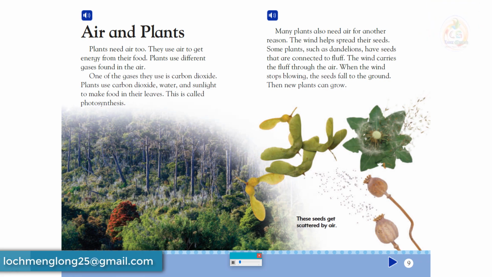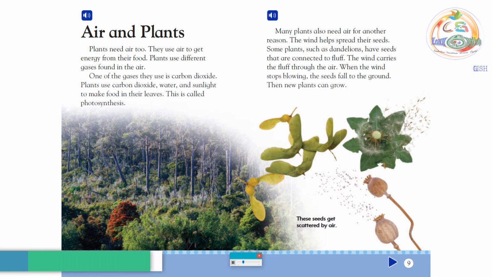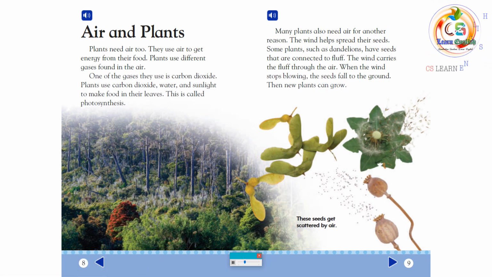Many plants also need air for another reason. The wind helps spread their seeds. Some plants, such as dandelions, have seeds that are connected to fluff. The wind carries the fluff through the air. When the wind stops blowing, the seeds fall to the ground. Then, new plants can grow.